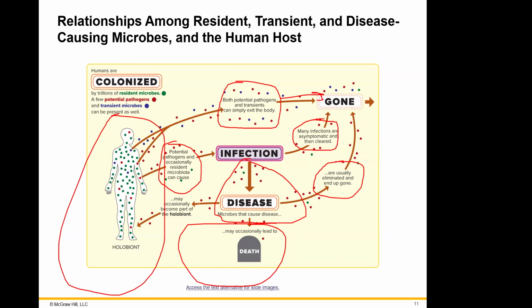Some of these, after you have kind of knocked down the disease aspect, can become part of a holobiont, so part of your normal biota. This is stuff like Staphylococcus aureus or C. diff, because those can be just part of your normal biome, and you have to get it from somewhere. So that happens that way.